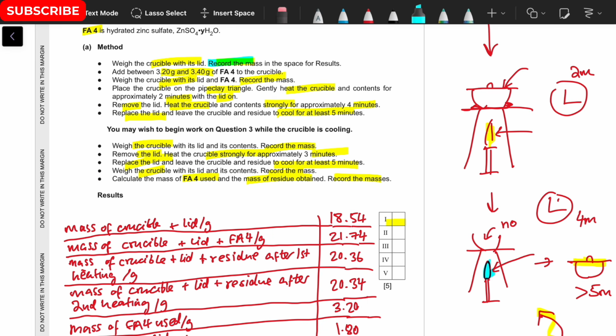So it says record here, here, here, here, and it says calculate here and here. In total, there are 6 values, so I should have 6 headings. Must mention that it is the crucible plus the lid each time. And we also need to make sure that we have mentioned the units in every single one. And that would be grams, obviously.